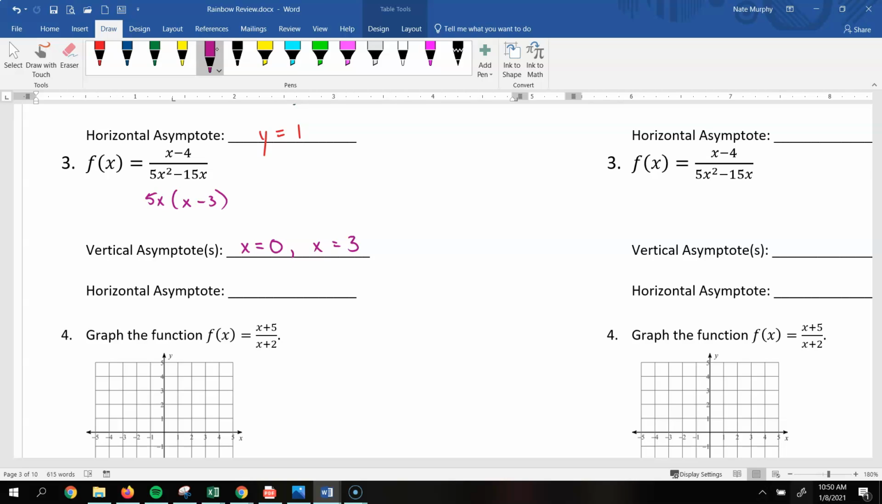A horizontal asymptote, we get that by comparing the degrees of the numerator and the denominator.